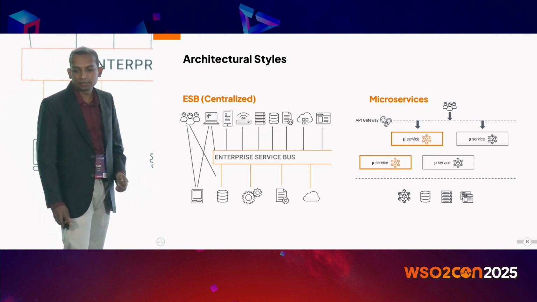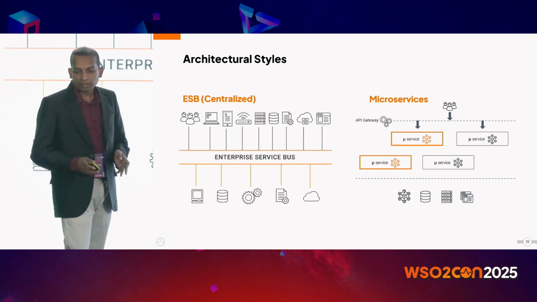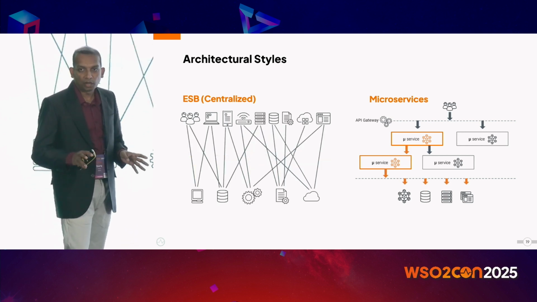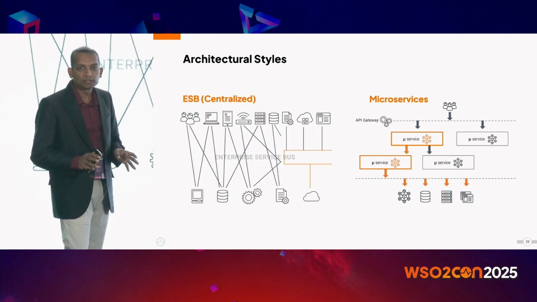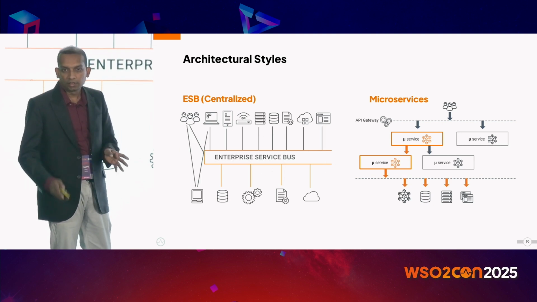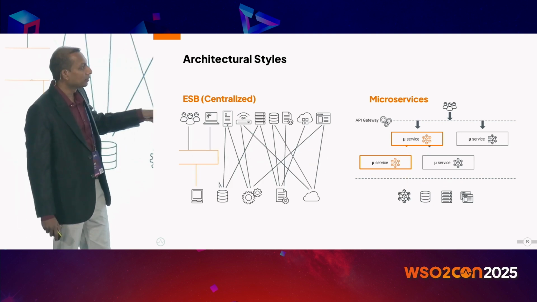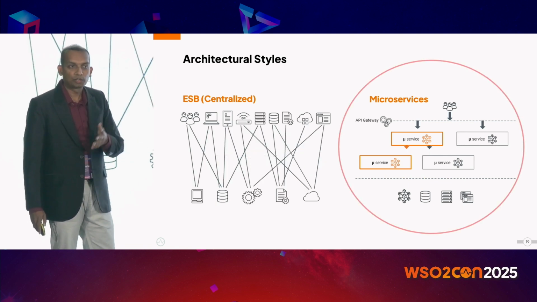And the next one is the microservices architecture. In microservices architecture, as you can see, there's no central hub, but still the integration problem is there. The integration problem is dispersed into multiple nodes or multiple services. So in this particular scenario, for this modernization project, I will go with microservices architecture.